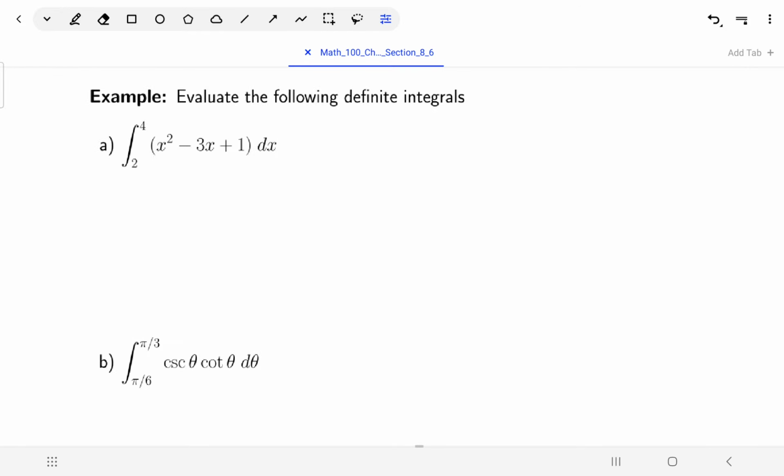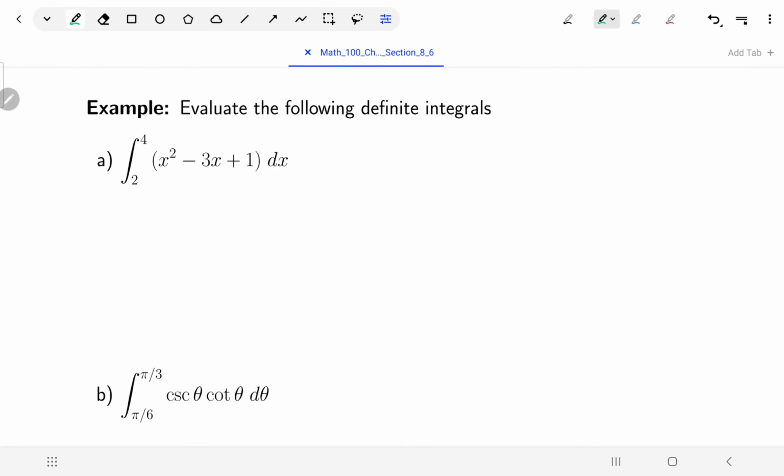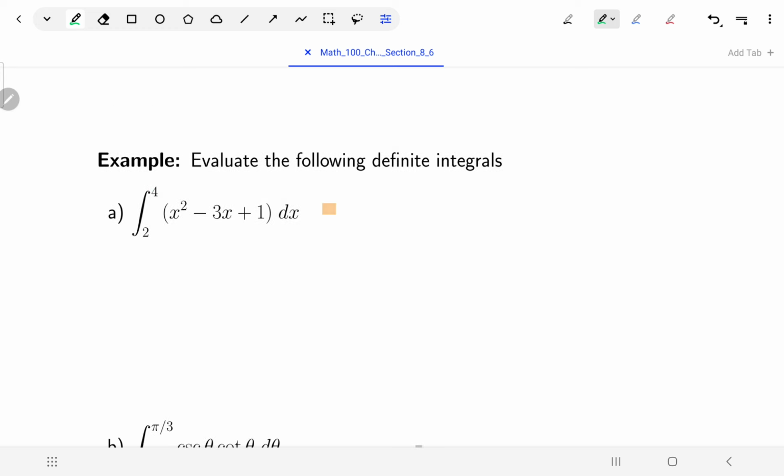Okay, so let's do a couple of examples. We have this function, x squared minus 3x plus 1, and we're integrating it between 2 and 4. It is a continuous function, continuous over that interval, which means the fundamental theorem of calculus says that all we need to do is find the antiderivative of it. Any antiderivative will do. So I'll use my power rules for integration to do that. And then I just need to evaluate it between 2 and 4.